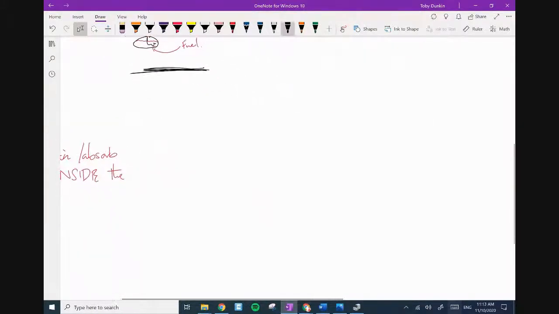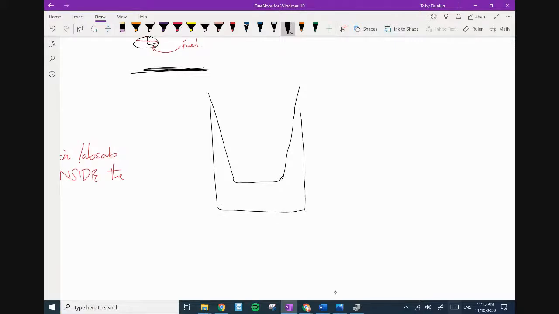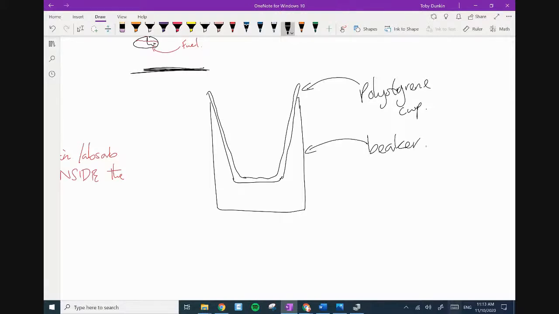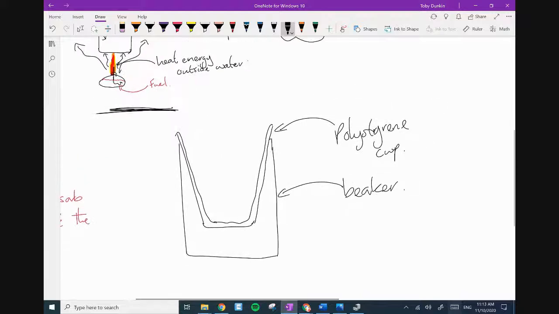And the practical is very different. The practical now looks like this. You now have a polystyrene cup. Everyone remembers this from GCSE. You've got a polystyrene cup, which is usually put inside a beaker. We can label all this as well. So this here is a polystyrene cup, a terribly drawn polystyrene cup, and this is to act as insulation. Then it's going to be sitting in a beaker, which provides a second layer of insulation, but also gives it some weight so it doesn't fall over.